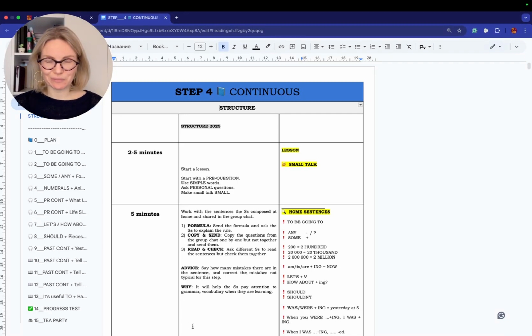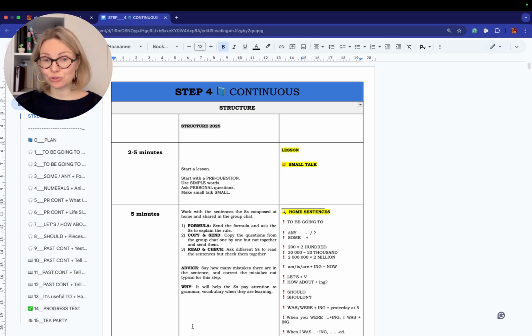Step 4. I want to introduce the step and talk about the structure. First of all, this step is devoted to continuous and a lot of other small things, but a lot to continuous. So we work with present continuous, with past continuous, and a lot of other details.